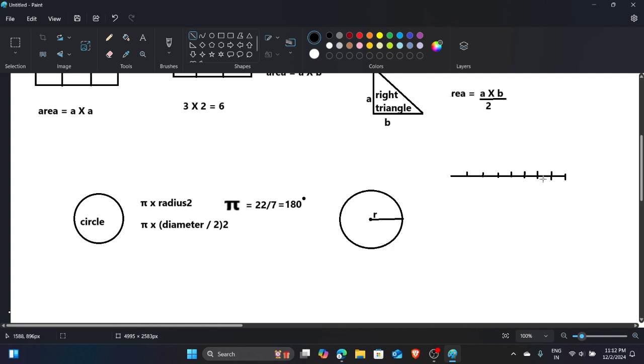Suppose it is 1, 2, 3, 4, 5, 6, 7, 8 meter. That means 8 square, 64. We get the value 64. If we square this line, it means we are just calculating every point of itself.